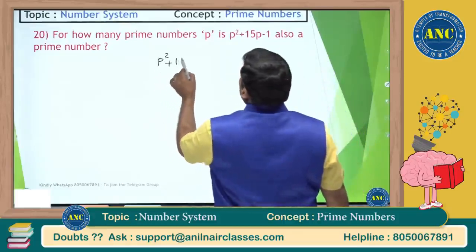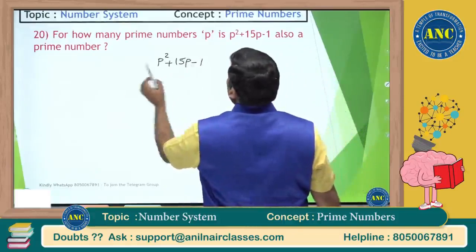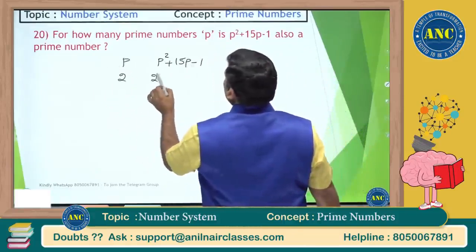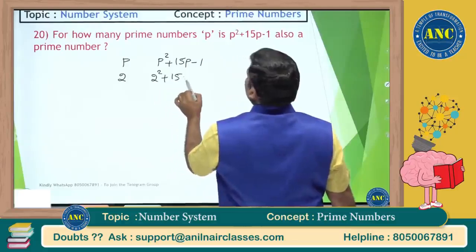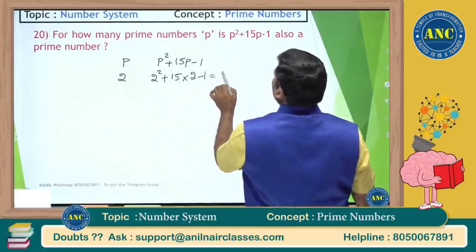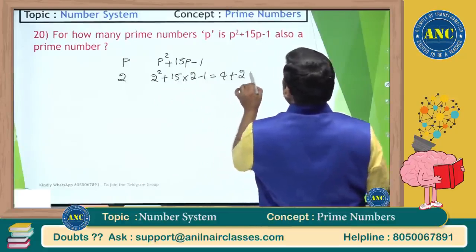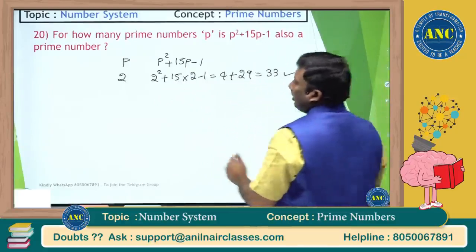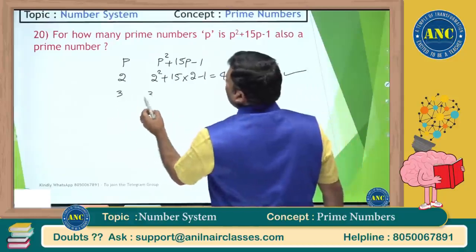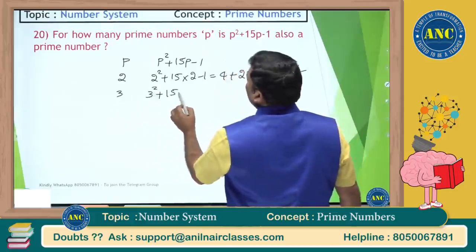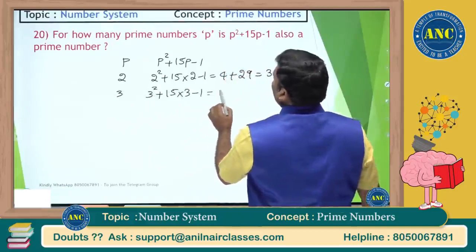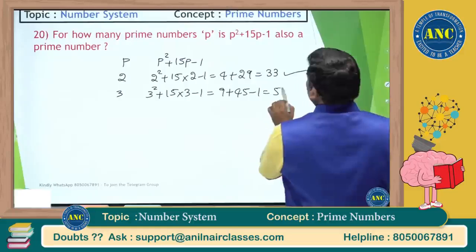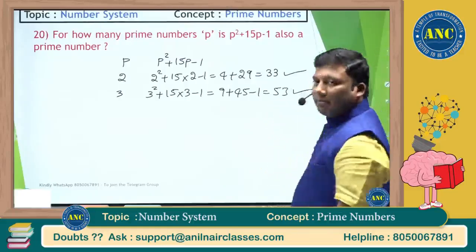P square plus 15P minus 1. Here P is 2: 2 square plus 15 into 2 minus 1 is 4 plus 29, 33. 33 is not a prime number. If it is 3: 3 square plus 15 into 3 minus 1 is 9 plus 45 minus 1, 53. It is also a prime number.